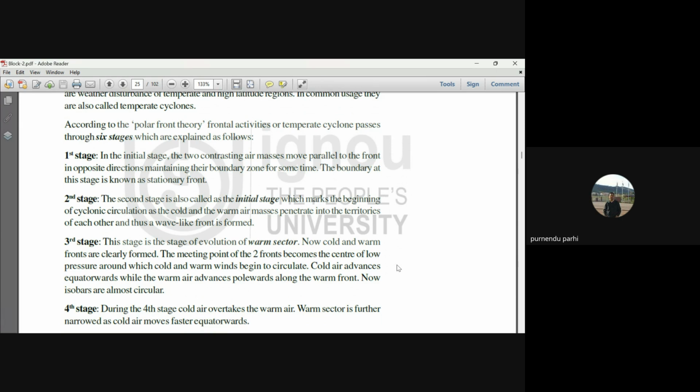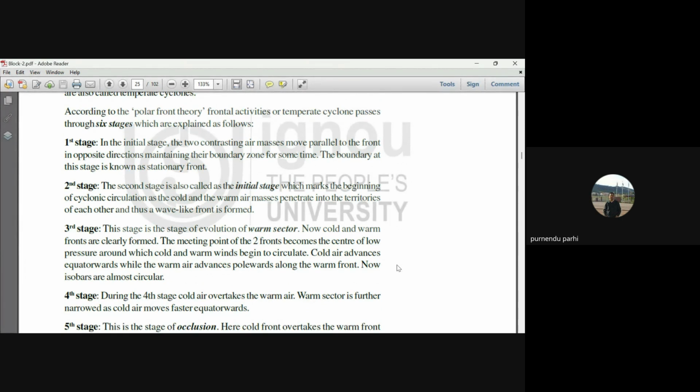Then the third stage. This is the stage of evolution of the warm sector. Now cold and warm fronts are clearly formed. The meeting point of the two fronts becomes the center of low pressure around which cold and warm winds begin to circulate. Cold air advances equatorwards while the warm air advances polewards along the warm front. Now, isobars are almost circular. Then the fourth stage. During the fourth stage, cold air overtakes the warm air. The warm sector is further narrowed as cold air moves faster equatorwards.